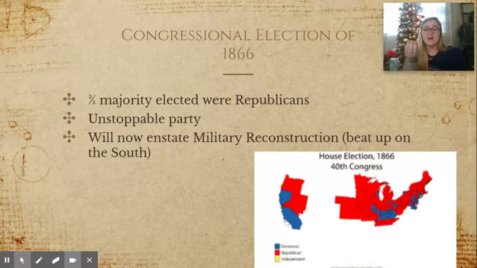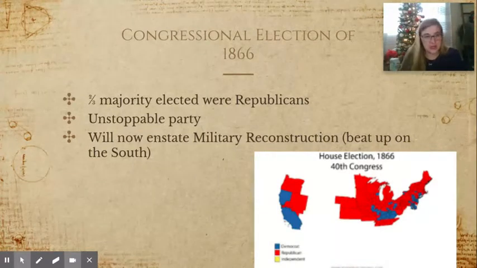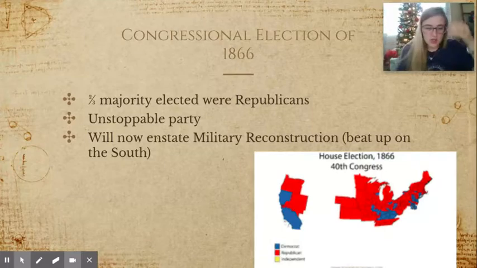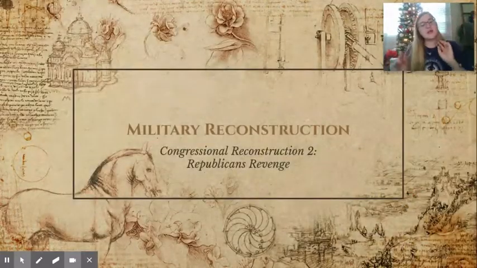And radical Republicans just rule the roost here. They have a 2/3 majority in both houses now, and they're unstoppable. They can pass anything. They can overturn anything. And this is when they're like, here we go. This is our moment. We get to do Reconstruction the way we want to do Reconstruction. Okay? So here we go.